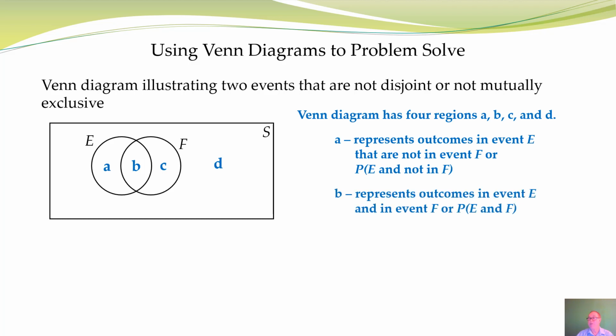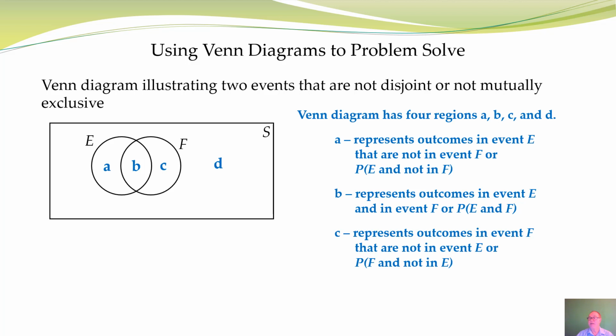B represents outcomes in event E and in event F, or the probability of E and F. C represents outcomes in event F that are not in event E, or the probability of F and not in E. And D represents outcomes not in event E or event F, or the probability not in E or F.